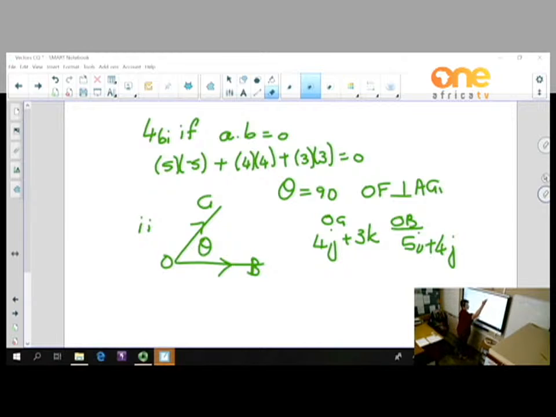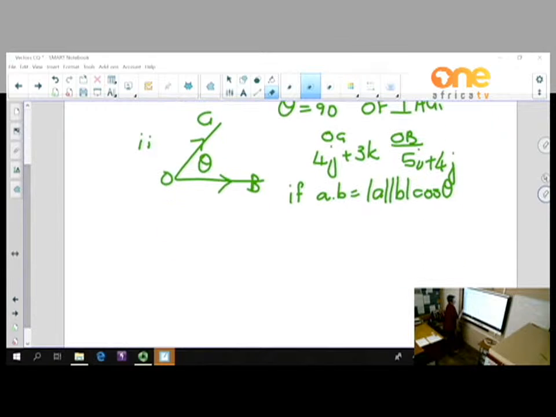You can see you're not going up, so there is no k in that case. And now we know when we get angles, A dot B is equal to magnitude A, magnitude B, cosine theta. There's the formula that we're going to use. Now you will see that there is no i here, so it will be 0 times 5. You have to write it, otherwise there's going to be a mistake.